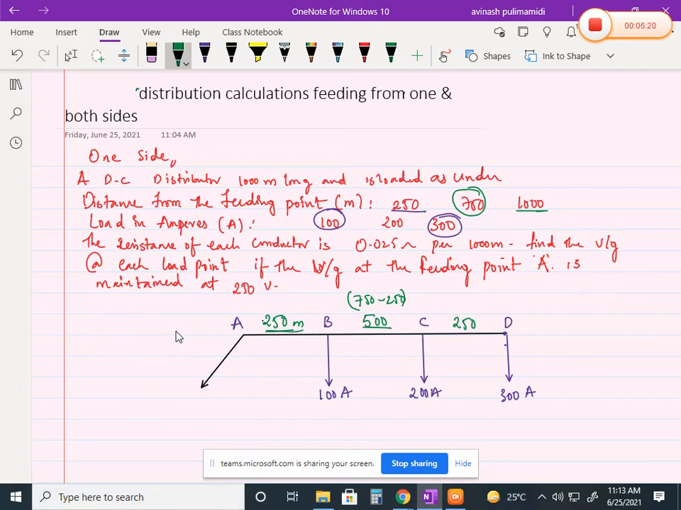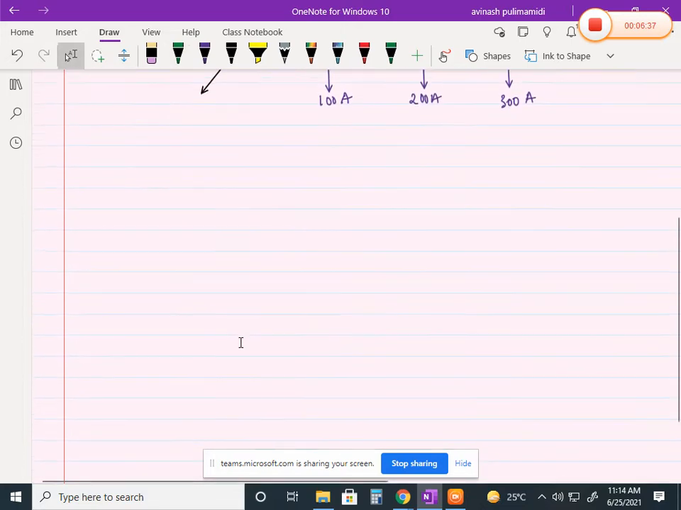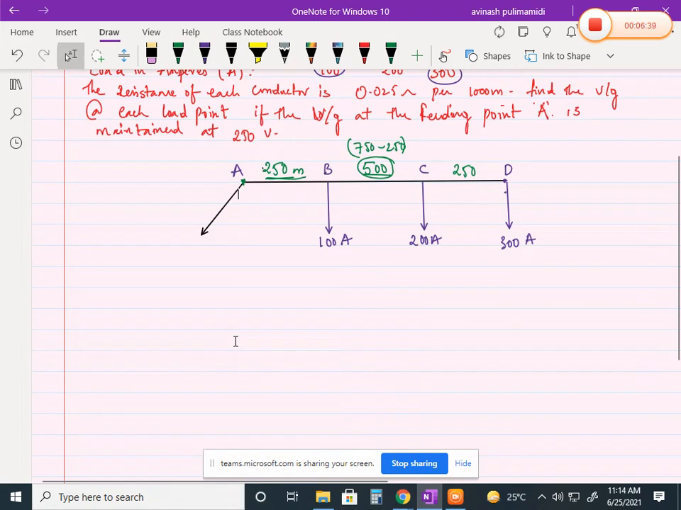Here already 250 is there. So to get 750, how much do we need extra? 500. So then we get 750 from the feeding point. Now the question here is, okay, let me write here. First one, resistance of each distributor.